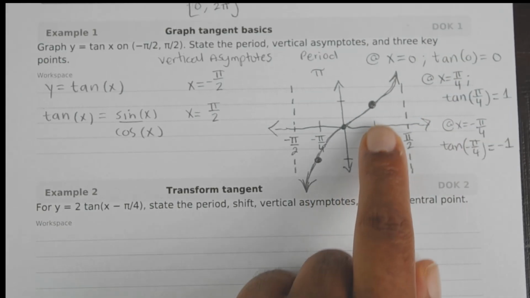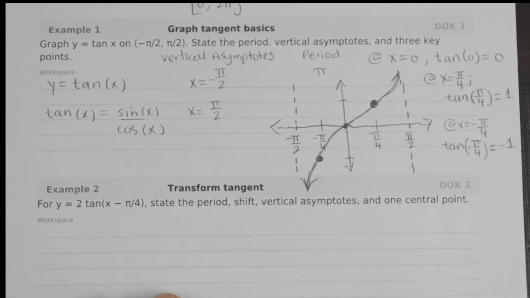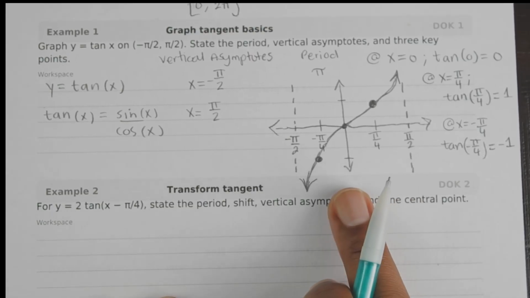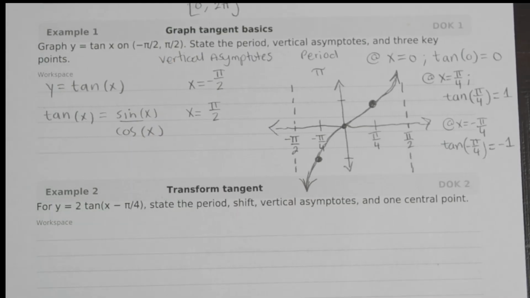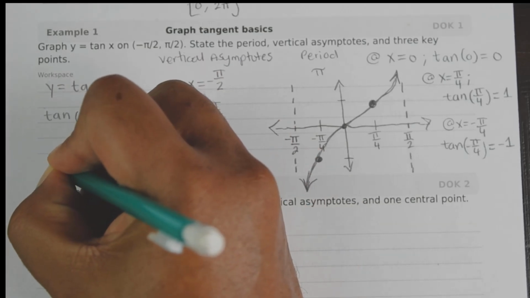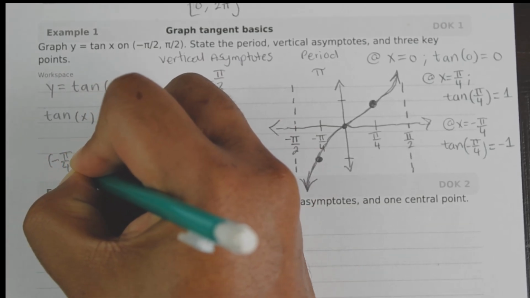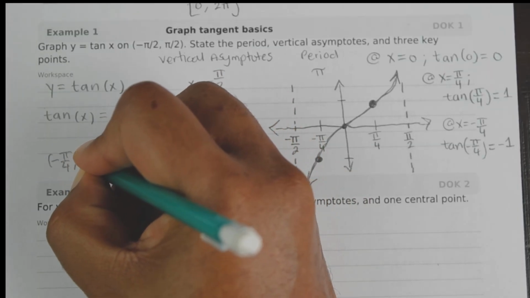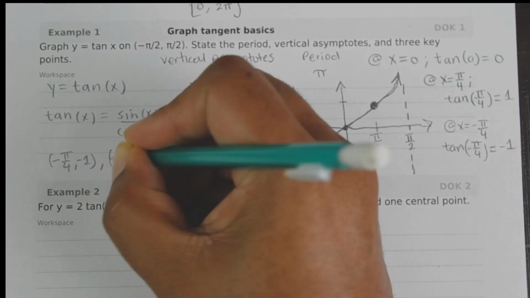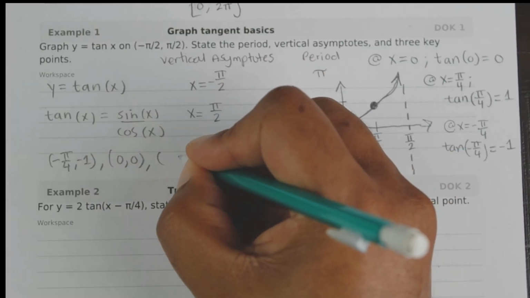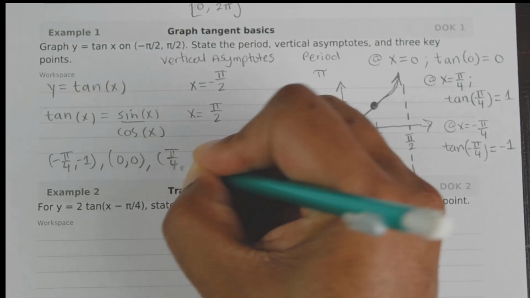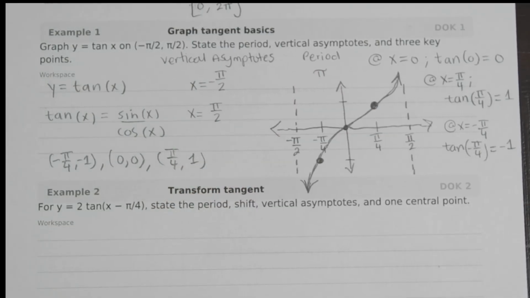This is essentially what the parent graph for y equals tan looks like on these two intervals, okay? With these 3 key points. So essentially the 3 key points would be negative pi over 4, comma, negative 1; 0, 0; pi over 4, comma, 1, okay?